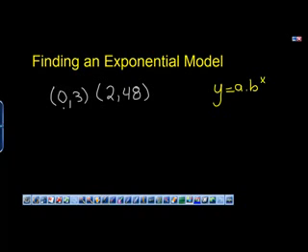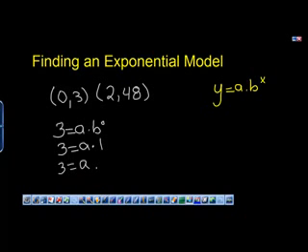For the point (0, 3), 0 is our x, 3 is our y. So we can plug that into our exponential function and see what we can discover. So 3 equals a times b to the power of 0. Remember, anything to the power of 0 is 1. So that now means that we have 3 equals a times 1. So 3 equals a.